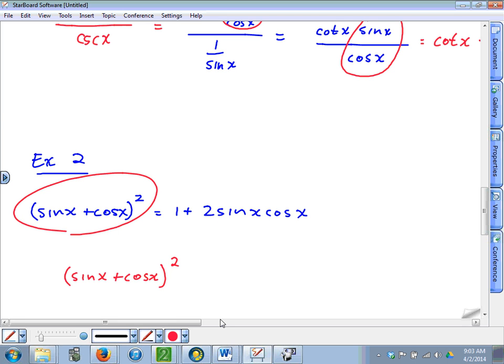Let me ask you this question, you guys. Couldn't we just distribute the exponent to both of them? No. That's an Algebra 2 mistake.